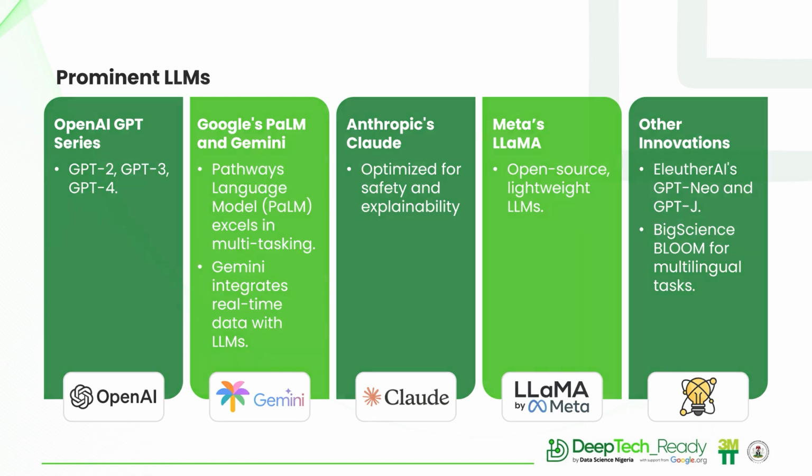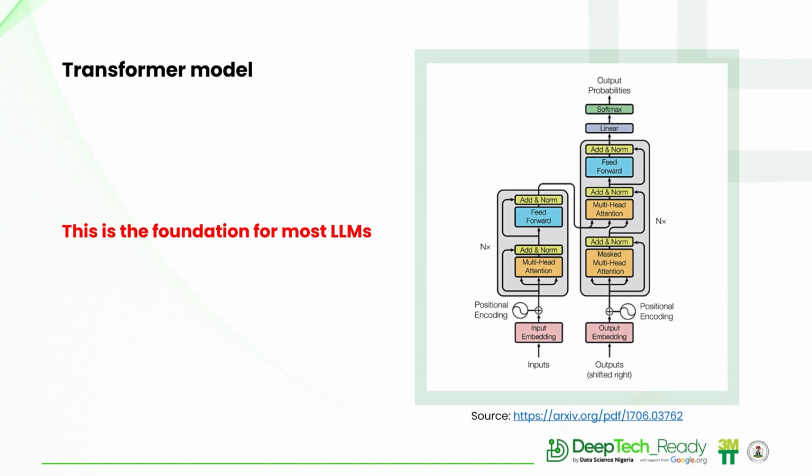The transformer architecture, introduced by Vaswani et al. in 2017, in the paper Attention Is All You Need, is the foundation for most large language models. Unlike previous sequence models like recurrent neural networks or LSTMs, transformers do not process data sequentially. Transformers are the default building blocks for NLP today.